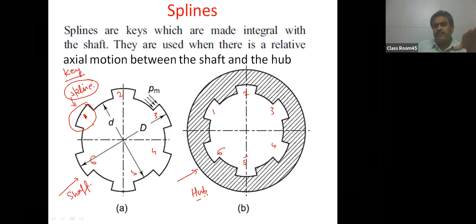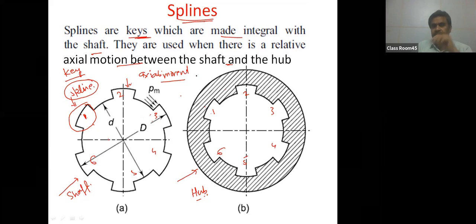due to this spline, some axial movement of the shaft is possible. But when the shaft rotates, the hub also rotates. So power is transmitted, motion is transmitted from the shaft to the hub. So this type of arrangement is known as splines. So splines are keys, ये इस तरह की कीज हैं which are made integral with the shaft. है ना, shaft के साथ ही integral है, integrated है. And they are used when there is a relative axial motion between the shaft and the hub.